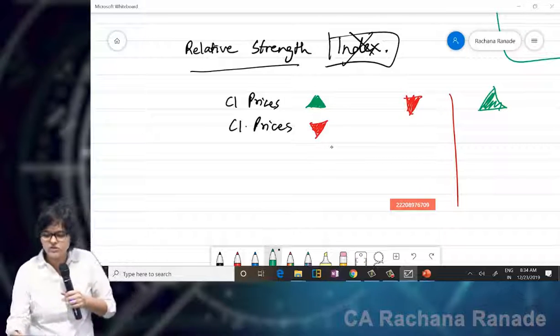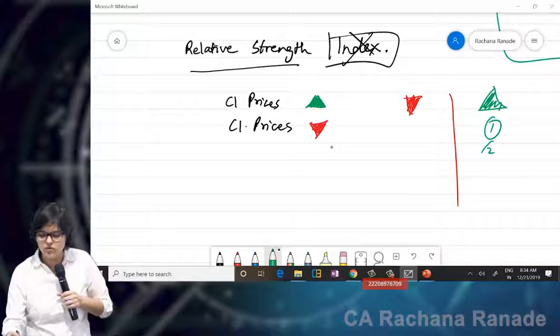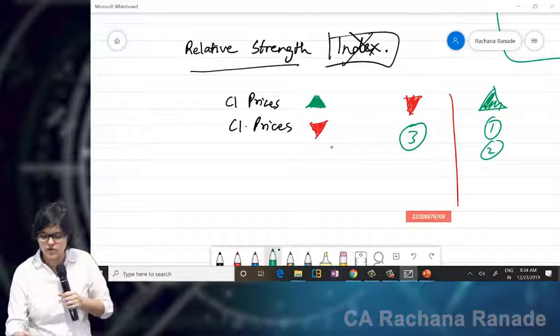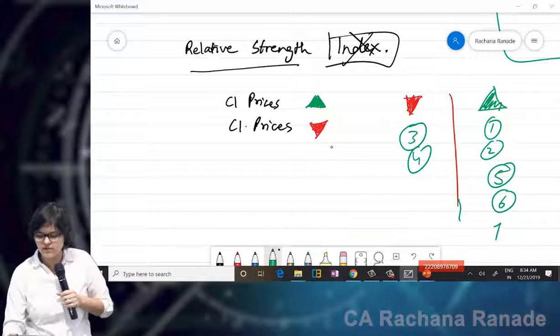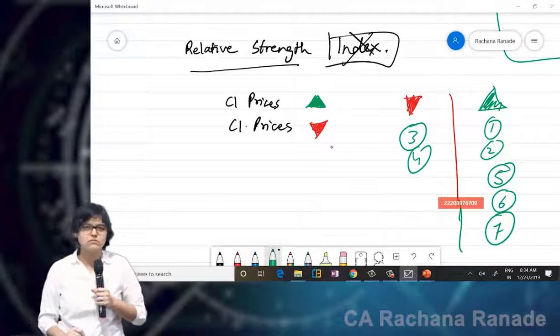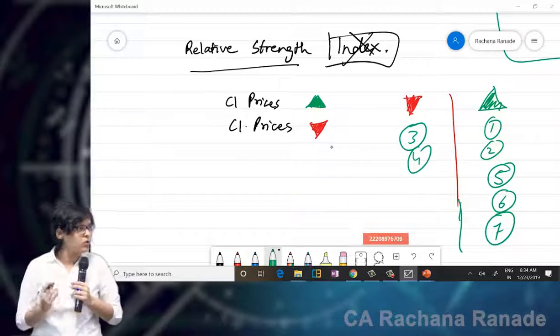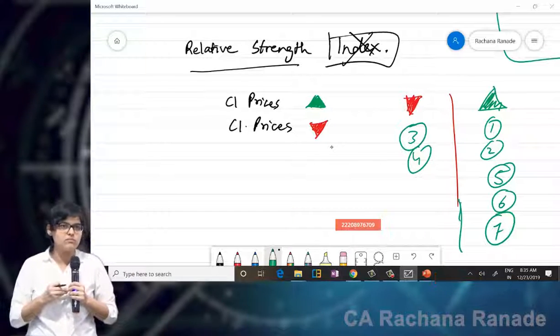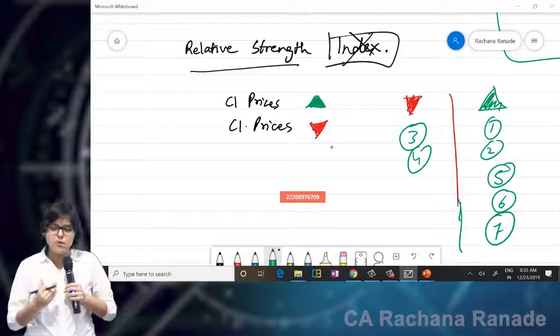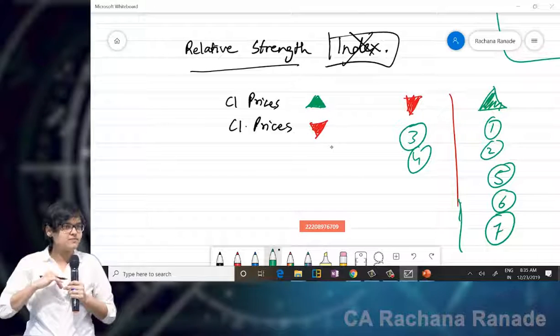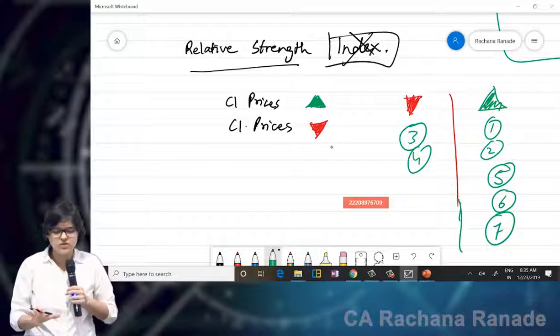Day 1 it closes above, day 2 it closes above, day 3 it closes below, day 4 it closes below, day 5 it closes above, 6, 7. Let us say it was a 7-day match. Who won? Green won. Bulls won over bears. In simple words, can I say bulls are showing relative strength as compared to the bears?